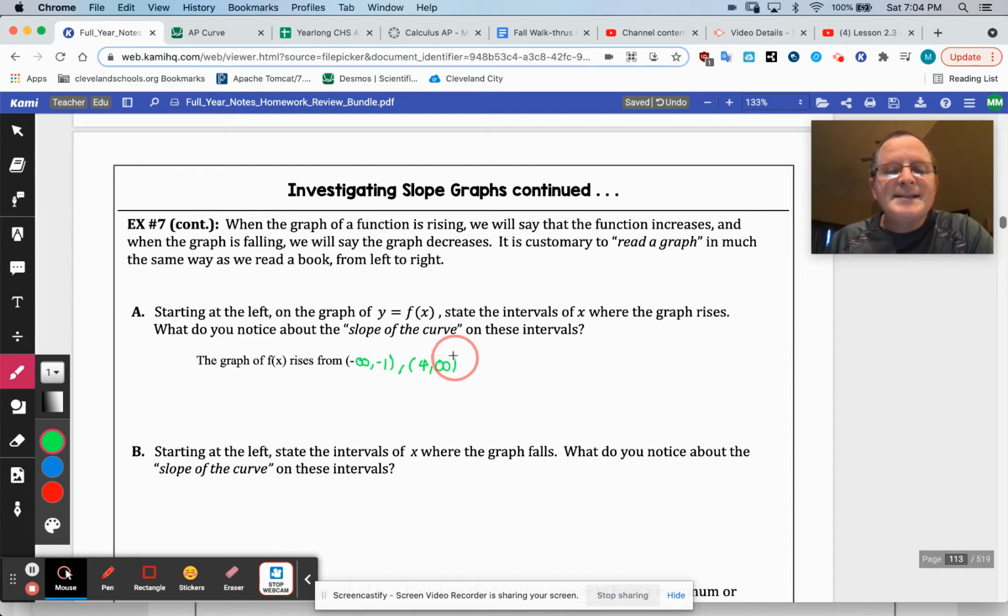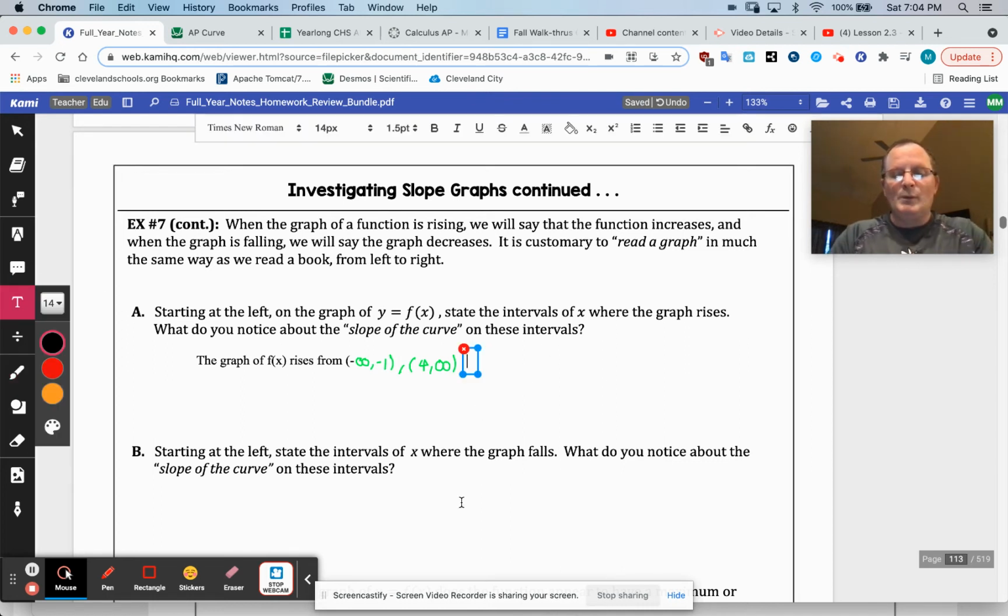All right. So we could say it that way, or we could use inequalities instead. I'll just put parentheses here. Or when x is less than -1, and when x is greater than 4. Just another way to say it, and you would be okay.